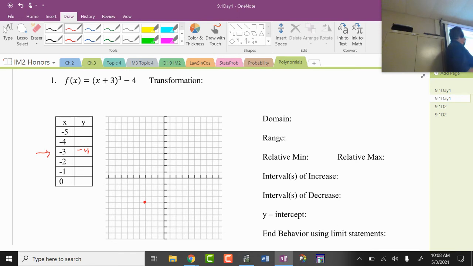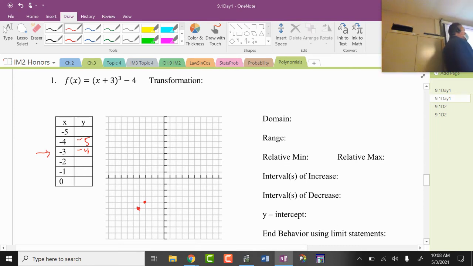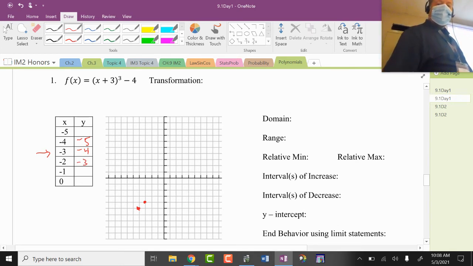So I could do this in my head. What's negative 4 plus 3? Negative 1 cubed is what? Negative 1. Okay, you have a negative left over. What's negative 1 minus 4? So input, say it. Output, negative 4, negative 5. Negative 2 plus 3 is what? 1. 1 cubed. 1 minus 4. Negative 3. Be careful. Okay? So it is that.